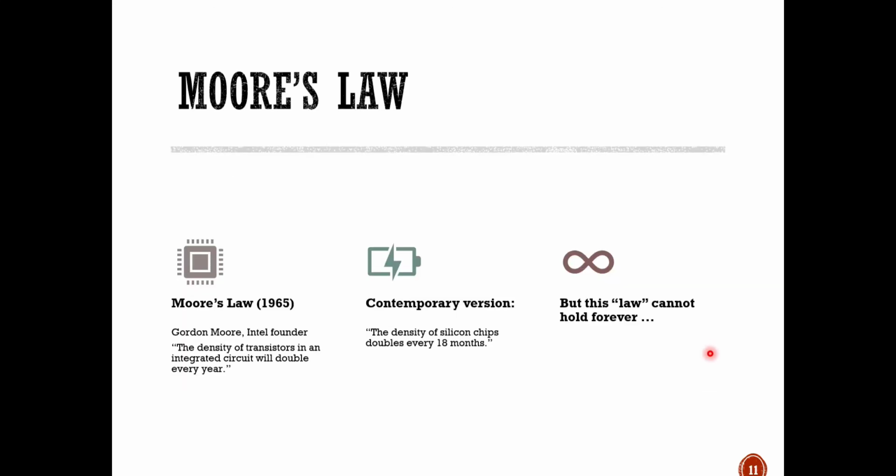So this is when we get to a part in this section. It's called Moore's Law. Moore's Law pretty much states that the density of transistors in an integrated circuit will double every single year. That was back in 1965, so a contemporary version is saying that the density of silicon chips doubles every 18 months. But this law cannot hold forever.